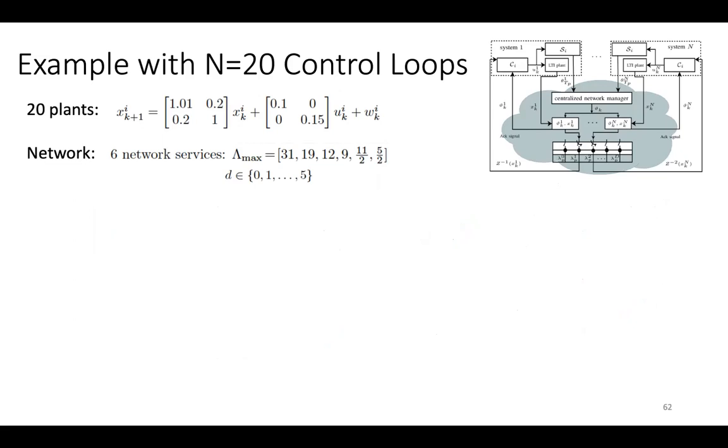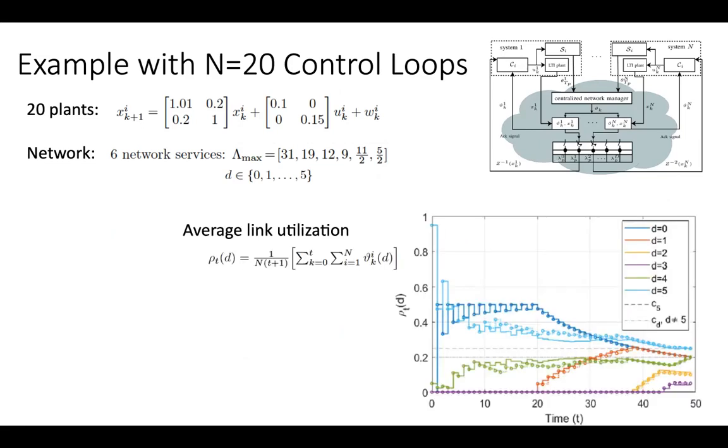So if we look at such a situation now with 20 control loops, 20 plants, again different network services that depend on the delay that we allow in the different links. Very similar to the single loop case, we can now consider this multi-loop setting, and we can plot the link utilization that we use. We take for all these 20 loops which of the different link resources will be used.